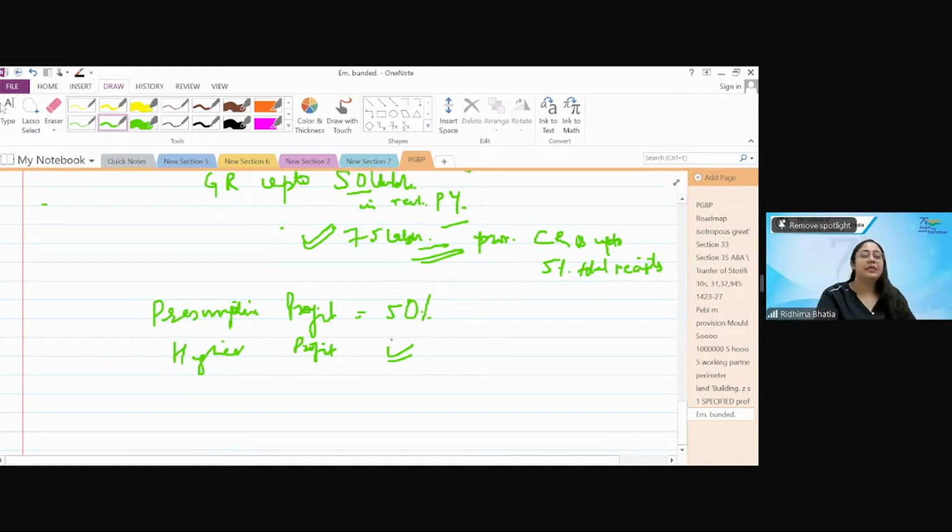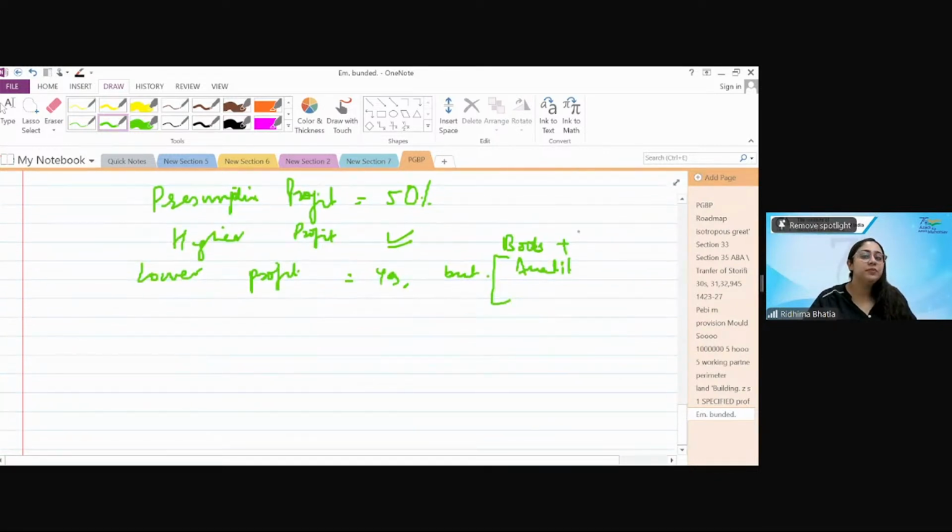Can lower profit be shown? Yes, but then what is to be done? Audit plus books has to be maintained. Because otherwise, if you're claiming presumptive taxation, audit and books are not mandatory. Okay? But if you are not claiming presumptive taxation and you want to show lower profits, then books plus audit is mandatory, provided your total income is more than basic exemption limit.